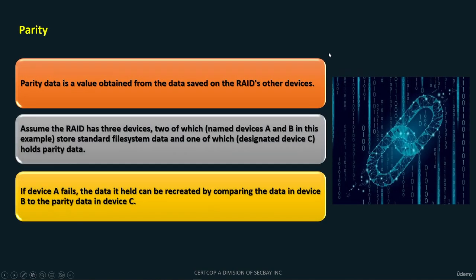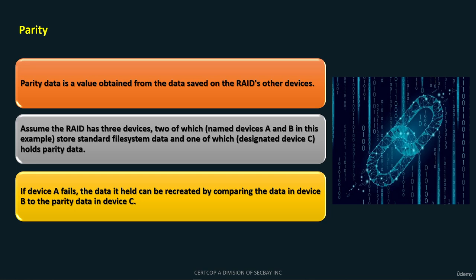Then we have parity data. Parity data is obtained from the data saved on the RAID's devices. So let's say you have three drives, A and B, and then you have a C. Drive C might hold the parity data. So if device A fails, it could be rebuilt using the parity data on device C.